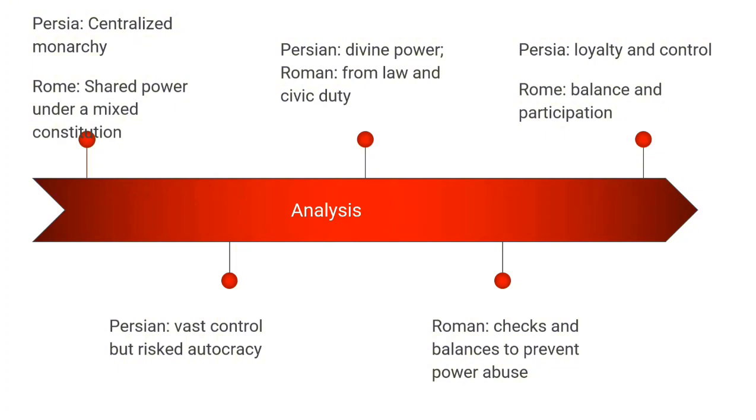In contrast, the Roman Republic's mixed constitution prevented the concentration of power by distributing authority among elected consuls, the Senate, magistrates, and the assemblies. The system enabled more participation and accountability, ensuring that power could not be monopolized by a single individual or group.